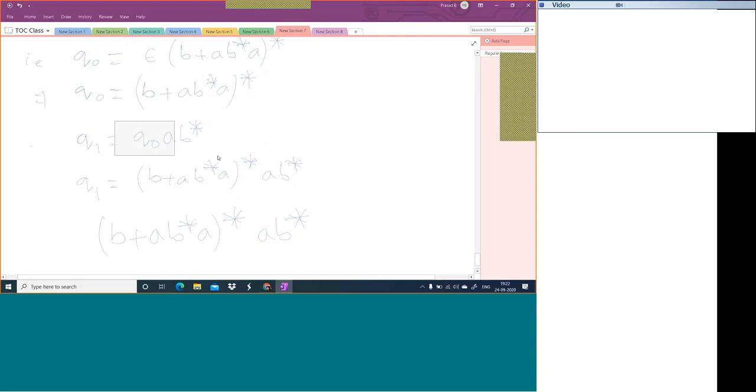But here Q1 is the final state. That is the reason this is Q1. In Q0's place, we substituted this one and we got this answer. Suppose in the diagram there are two or three final states, say Q0 and Q1 are both final states. Then you find the expression for Q0 and the expression for Q1, and the final answer is Q0 plus Q1. If Q0, Q1, Q2 are all final states, then the final answer will be Q0 plus Q1 plus Q2.